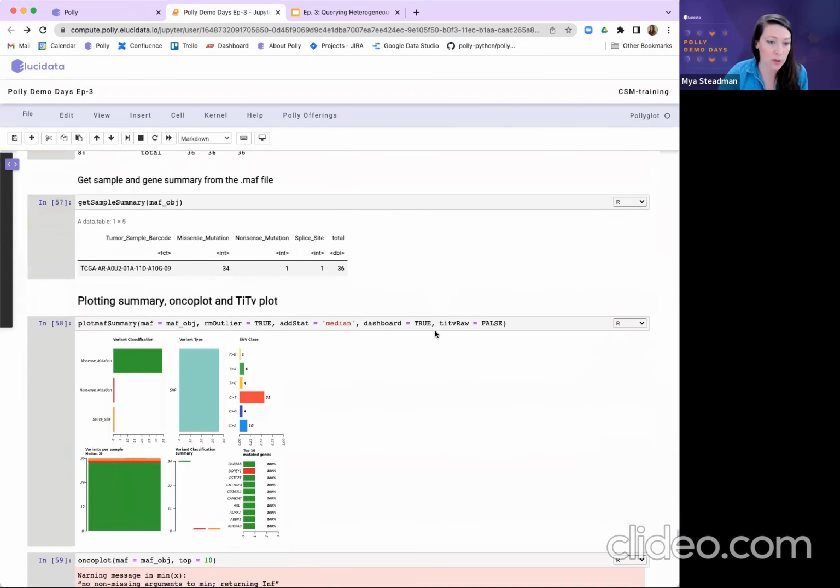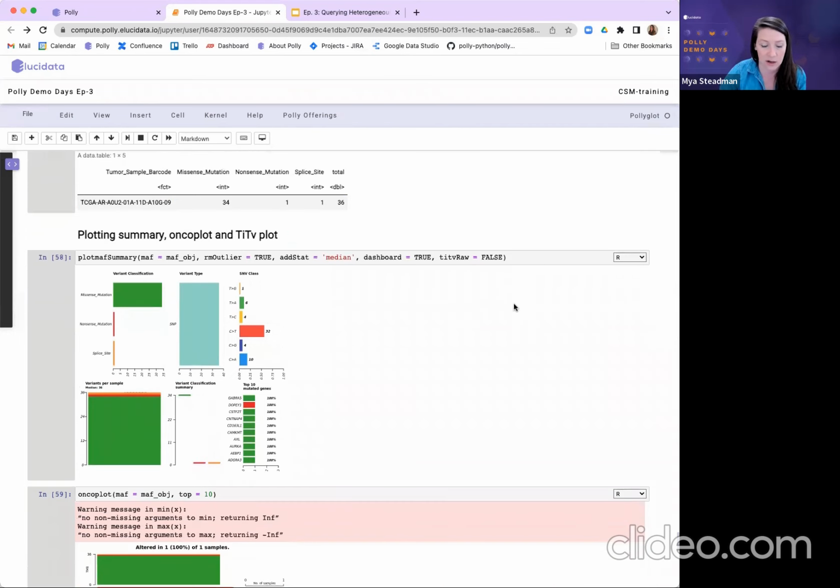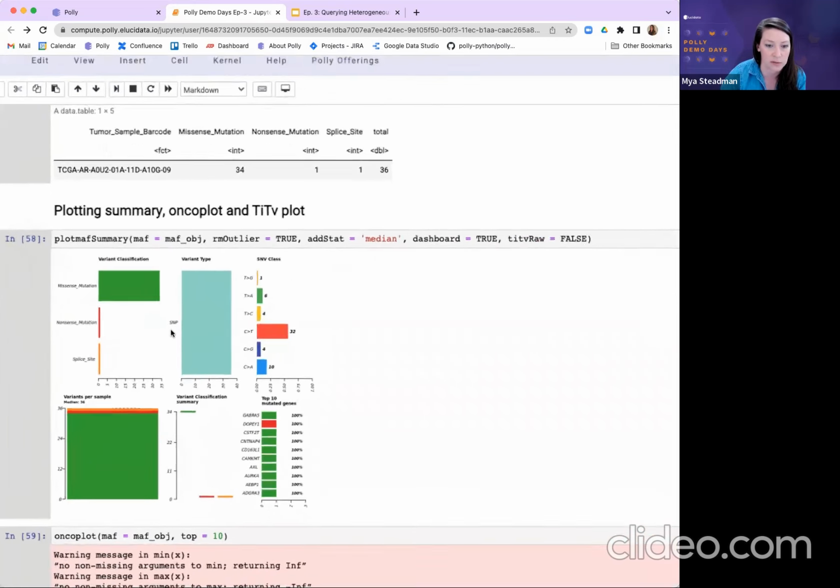And here we are. What we're looking at here is an oncoplot and a TiTv plot. Right on the top is just the summary of the data that we're looking at for this particular data set. I'll let you walk us through the features of this plot. I can zoom in for you.